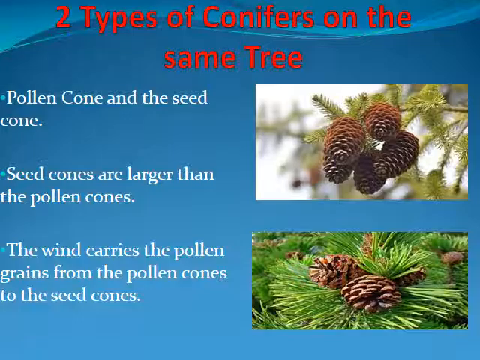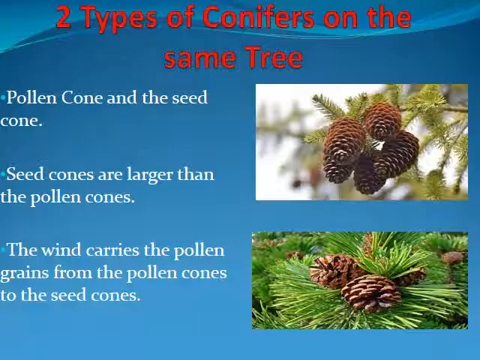What is the definition of conifers? They are evergreen trees. Evergreen tree means they stay green all over the year. And where do they grow? They grow in cold places. In cold places, they grow mainly on mountains.